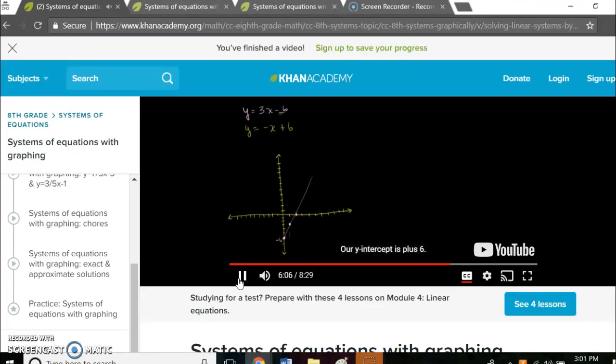Our y-intercept is plus 6. 1, 2, 3, 4, 5, 6. And our slope is negative 1. So every time we go 1 to the right, we go down 1. So you go 1 to the right, you go down 1. So you go 1 to the right, you go down 1. And so this will intersect, well, when y is equal to 0, x is equal to 6. 1, 2, 3, 4, 5, 6. So right over there. So this line will look like that, the graph.